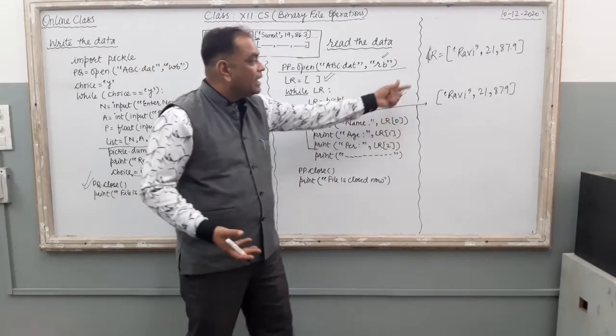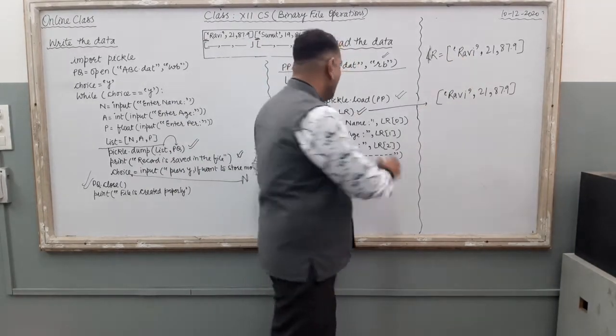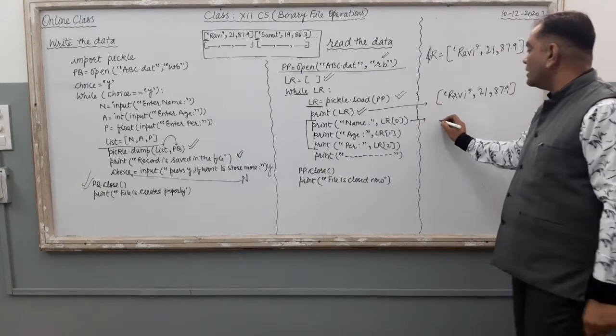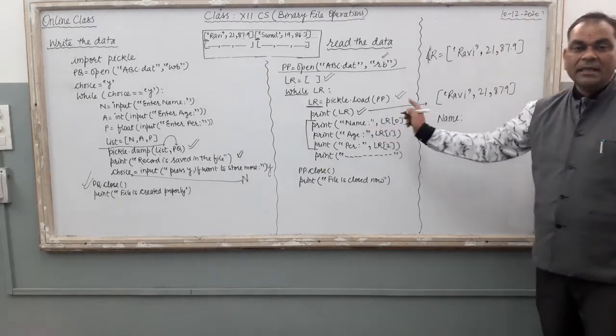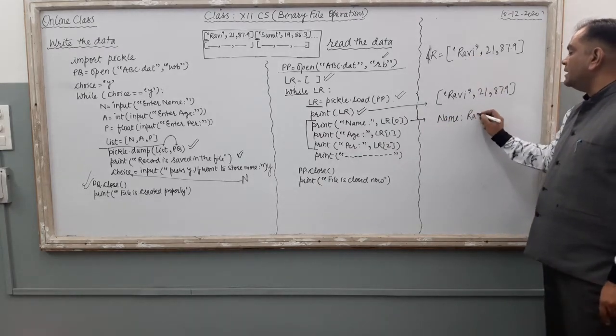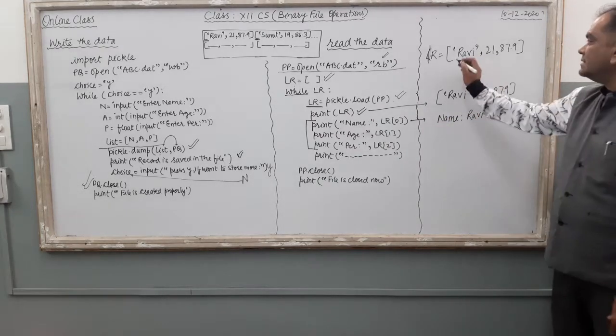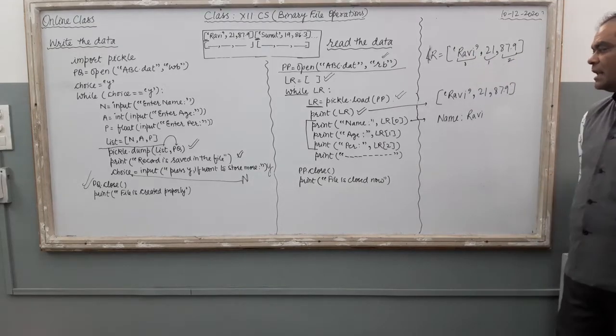LR[0] means the zeroth position element of the list. So when you execute this command, what is the output? Name, it is the message, it will be there as it is. Then LR[0] means Ravi will be there. It is the zeroth position element, then the first position element, then the second position element.